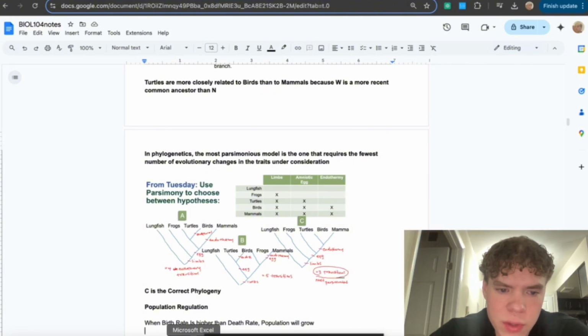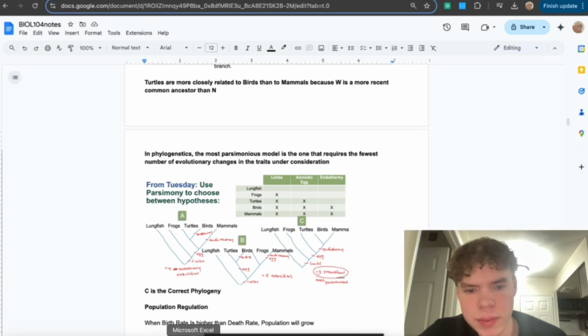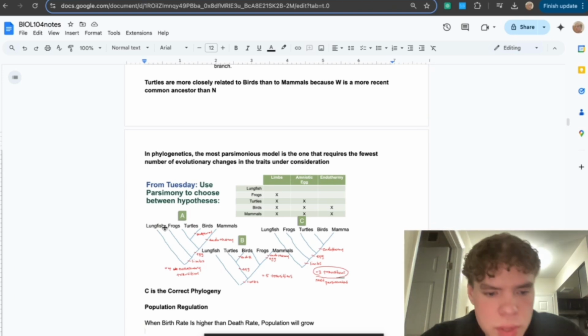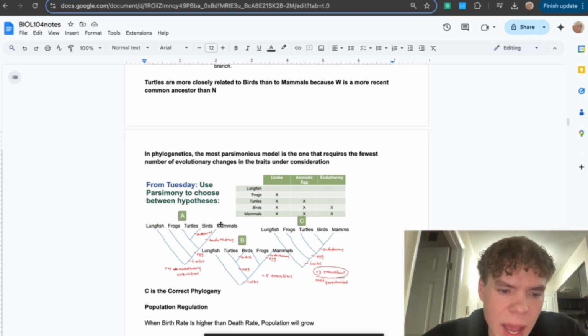So if you look at this one, use parsimony to choose between the hypotheses. We have lungfish, frogs, turtles, birds, and mammals, and it's comparing limbs, eggs, and endothermy. The mutations are all the different things that would have to happen for each of these to occur. And we're looking for the one that has the least number of transitions or mutations. That's the one we're always looking for.